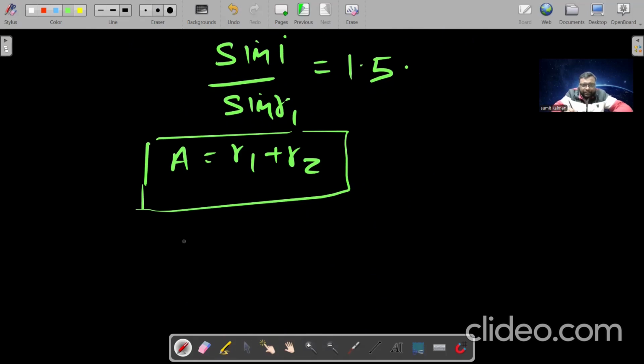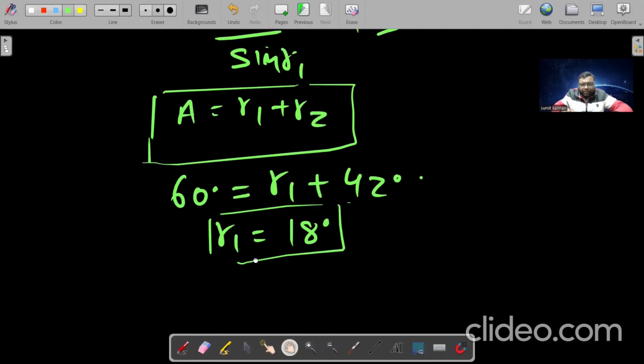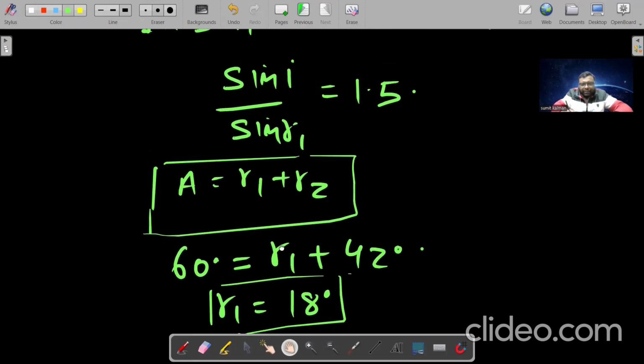So students, here A is the angle of prism and it is 60 degree, and R1 is the angle of refraction at the first surface. We have to calculate this, and we have now calculated the angle of refraction at the second surface, and it is 42 degree. So students, if you simplify this, it comes out to be 18 degree. So here we have got the angle of refraction at the first surface, and it is 18 degree. So students, we will keep this value 18 degree in this equation, and we can calculate the angle of incidence.